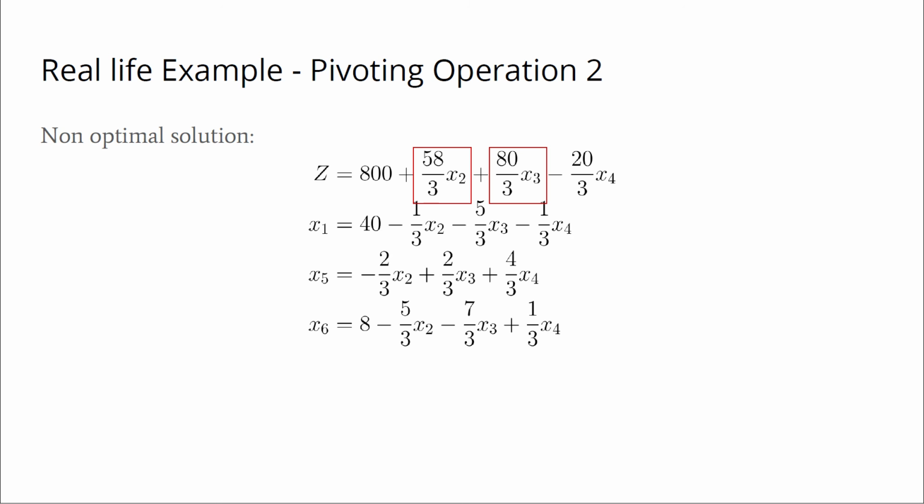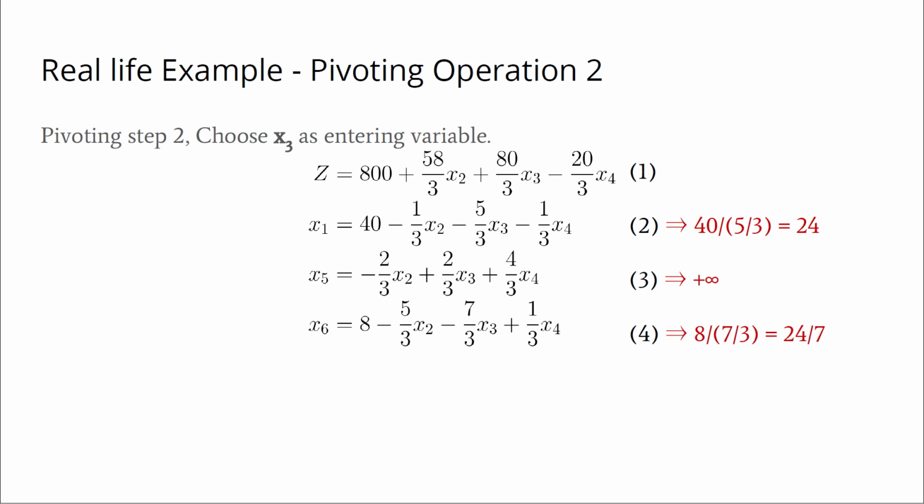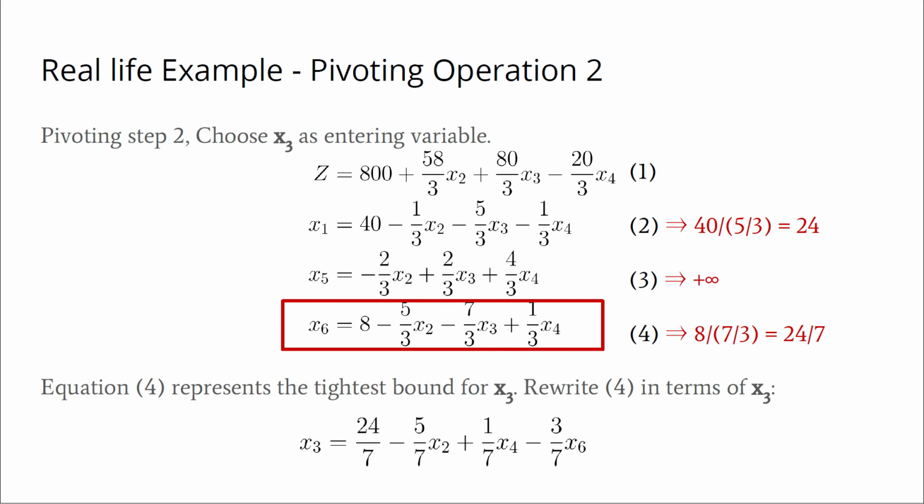This time we can pick from x2 and x3 as the entering variable. I picked x3. Again, divide the constant term in equations 2 and 3 by coefficients of x3. We find the bounds at 24, positive infinity, and 24/7. Notice the coefficient of x3 in equation 3 is positive. This means that x3 can be any positive value and will satisfy the equation at non-negativity constraint. This time the tightest bound is 24/7 given by equation 4.